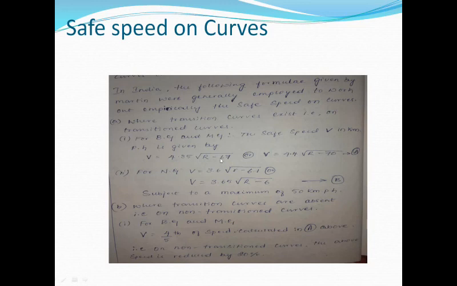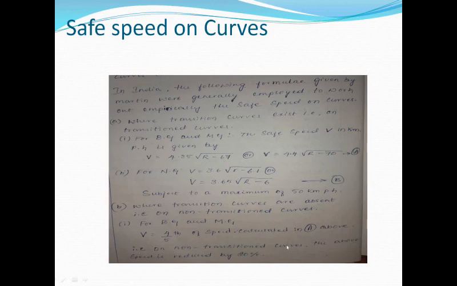This is how we are going to get the safe speed while traveling along a curve which consists of a transition curve. For a narrow gauge track, V = 3.6 √R − 6.1, or V = 3.65 √R − 6, subject to a maximum of 50 kilometers per hour. Where the transition curves are absent, that is, on non-transition curves for broad gauge and meter gauge tracks, V is 4/5 of the speed calculated in equation A.